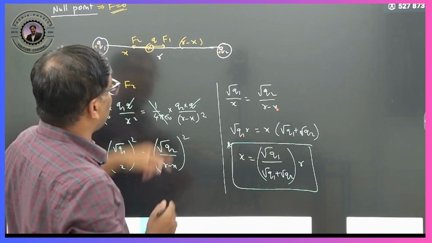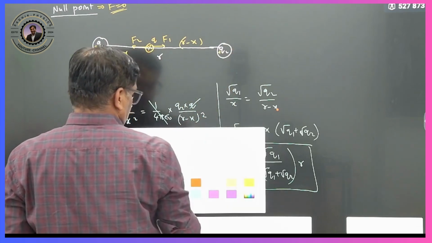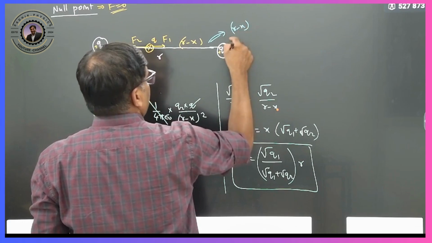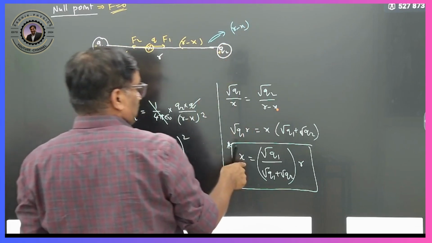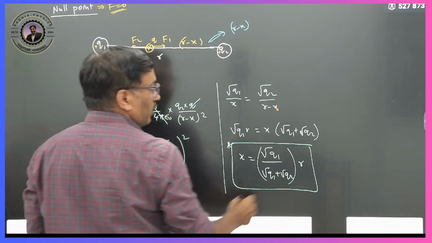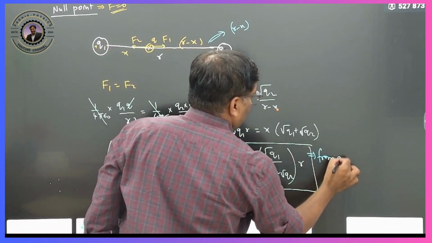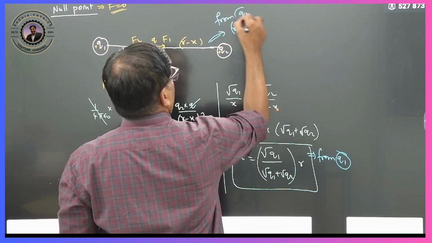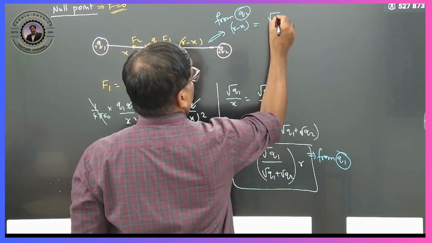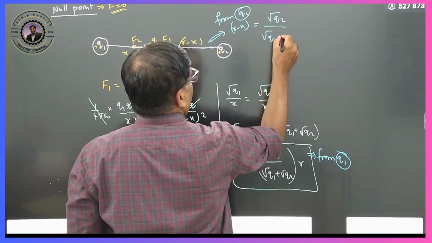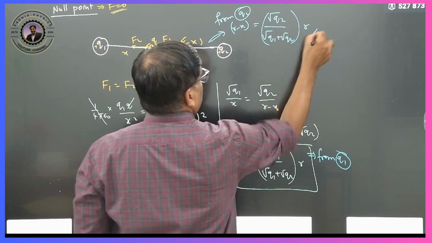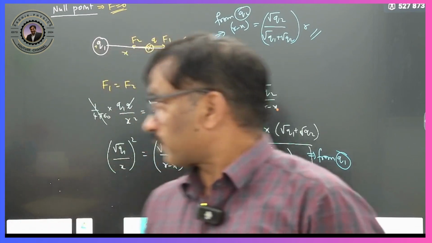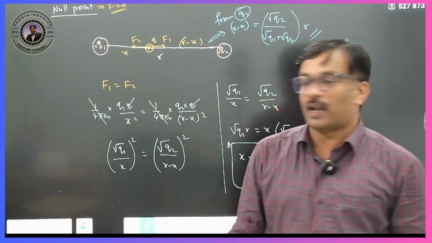If they ask what the other distance from q2 will be, what can you write? Simple thing. You can get it as r minus x. Therefore, this is the distance from q2, and this is the distance from q1. So the null point is at a distance x from q1, and this is the distance from q2 charge. Therefore, what you will get is root q2 by (root q1 plus root q2) into r. This is the null point which can be formed. Clear? In this way, you can calculate the null point.